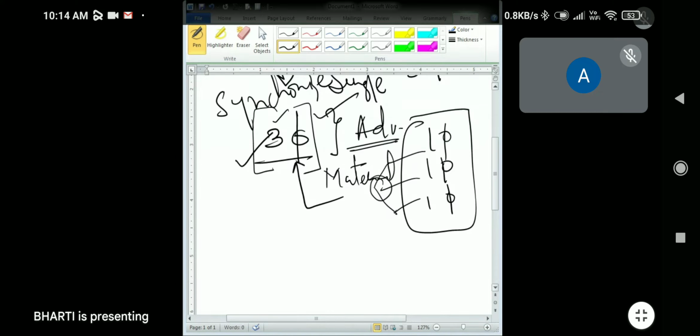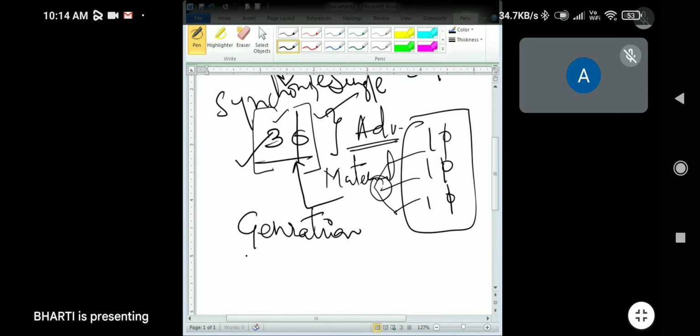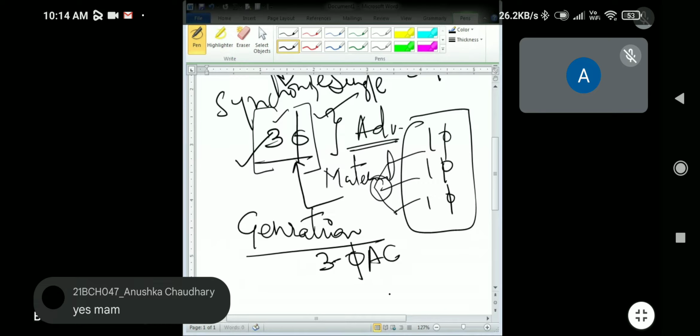More. That is why we prefer a single three-phase system. Is it clear to everybody? What is the need of three phase? And one more important thing that I told you: most of the generation being done all over the world is done in the form of a three-phase AC system.